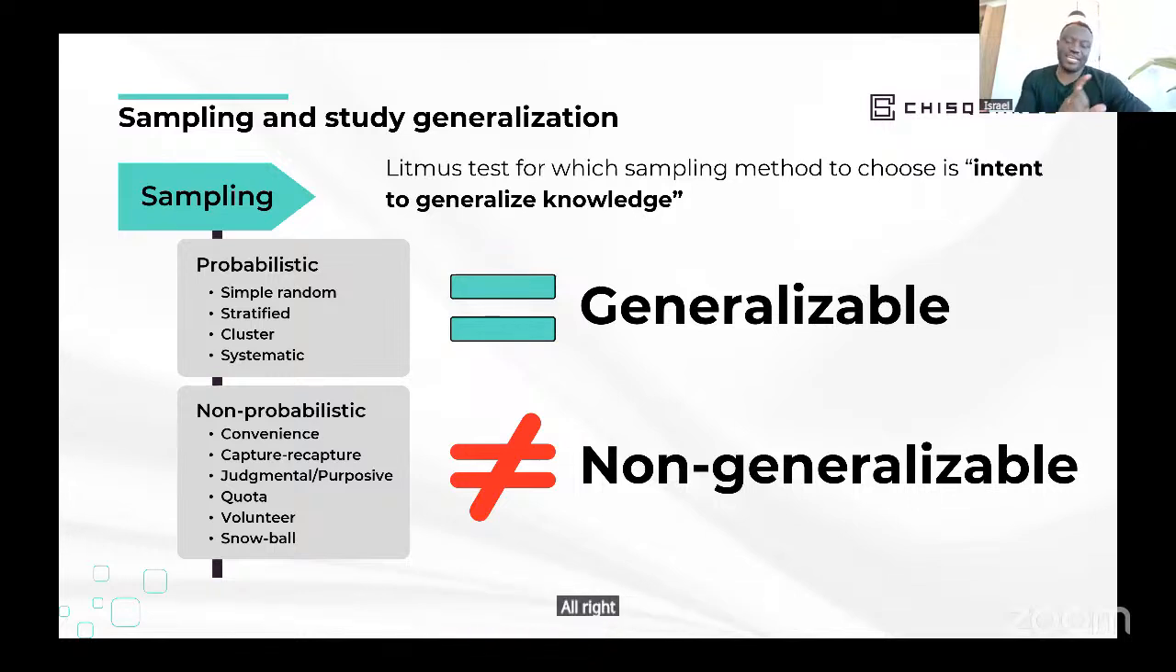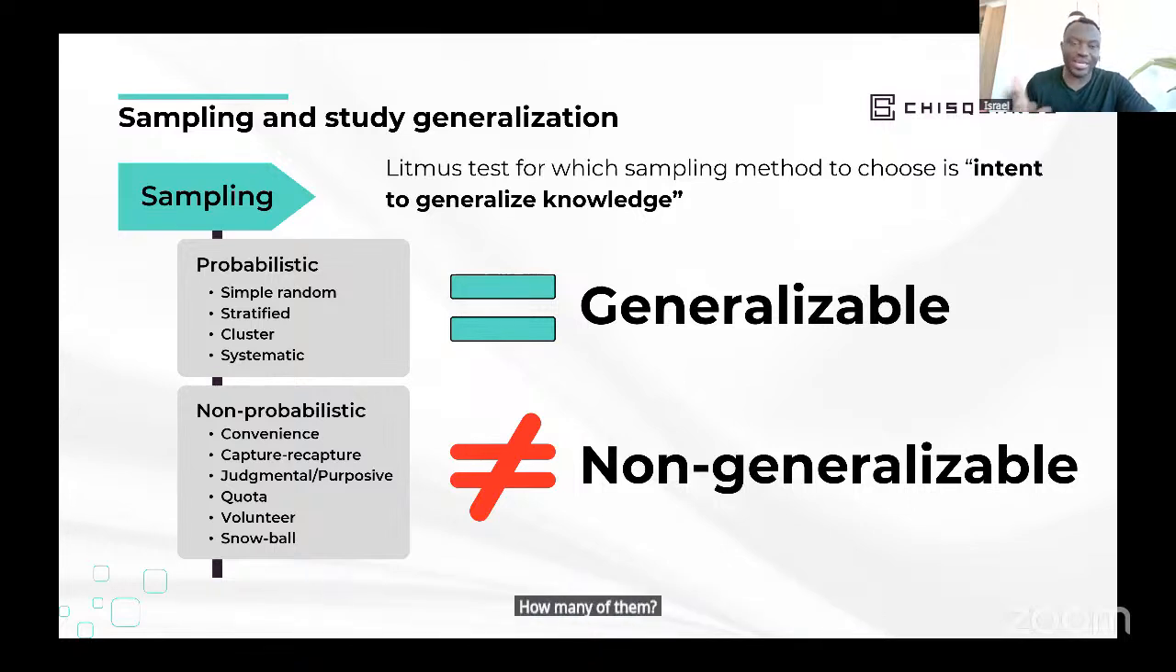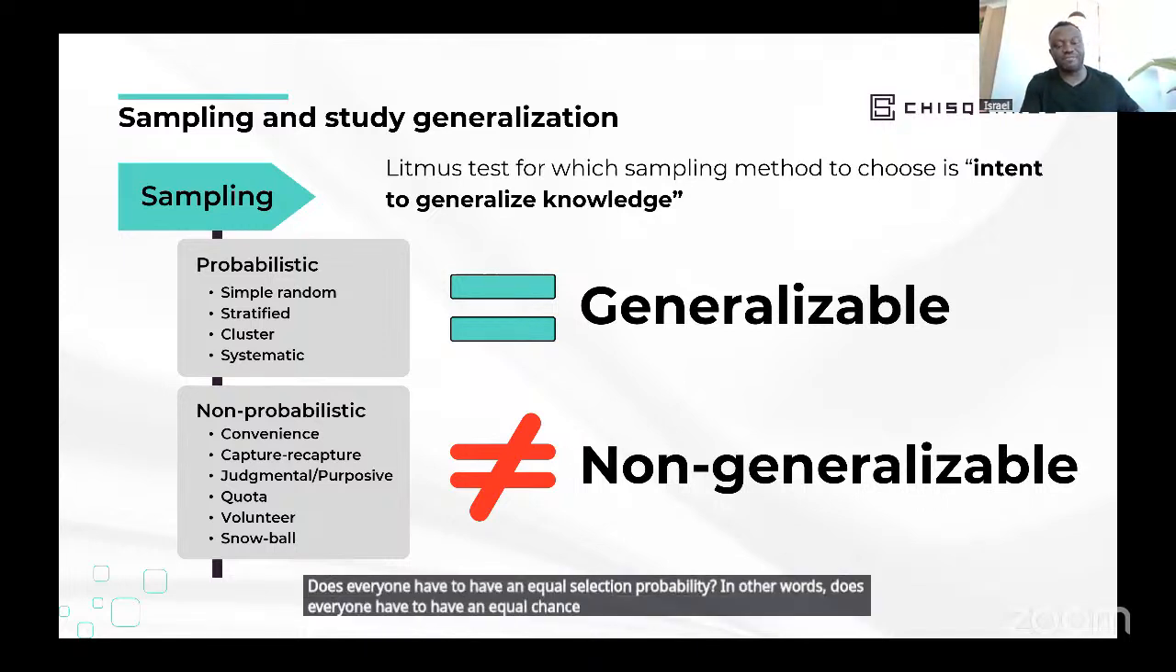All right, let's interrogate that statement a bit more. You said probability sampling is one where everybody has a known and equal chance of being selected. So how many of us agree that that is what probability sampling is? Does everyone have to have an equal chance of selection for it to be called probability sampling?